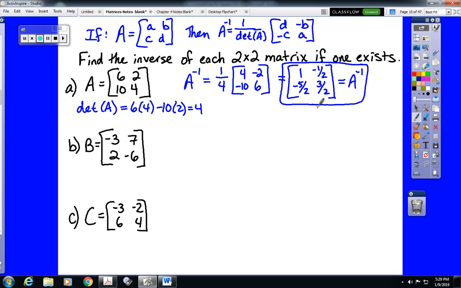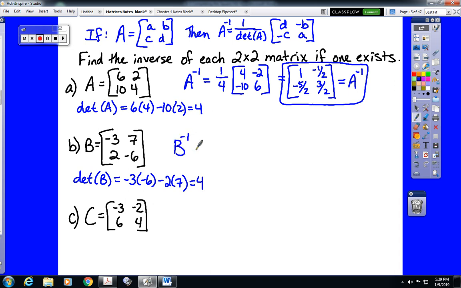Okay, on to the next one, the determinant of B. That would be -3 times -6 minus 2 times 7, which would be 18 minus 14, or 4. So once again, there is an inverse.